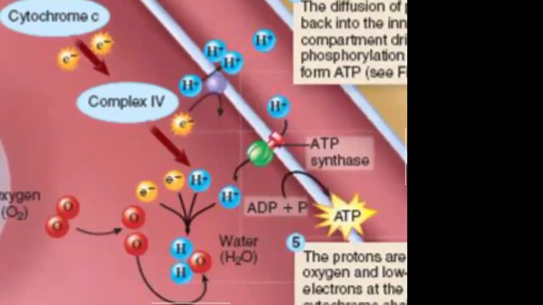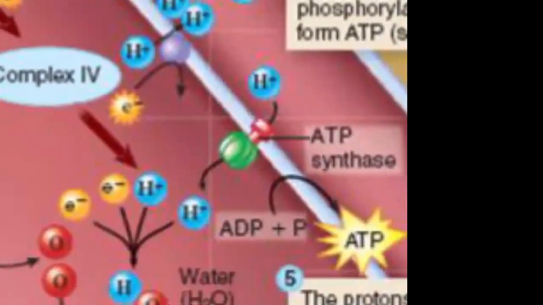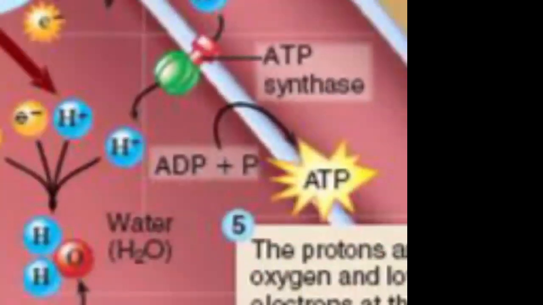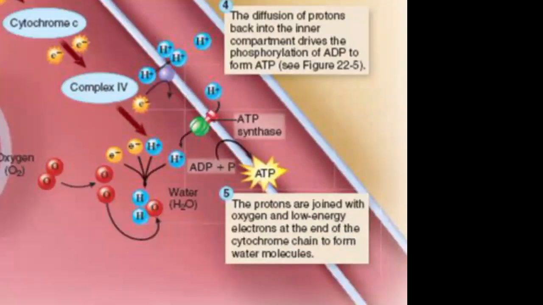And what's going to happen is they're going to get to this protein right here, ATP synthase. And those protons are going to move through that channel. They're going to zip on through. And as they do, that is going to cause adenosine diphosphate to add this extra inorganic phosphate and create ATP. Just that simple. Yeah, it really is not simple. It's quite complicated.